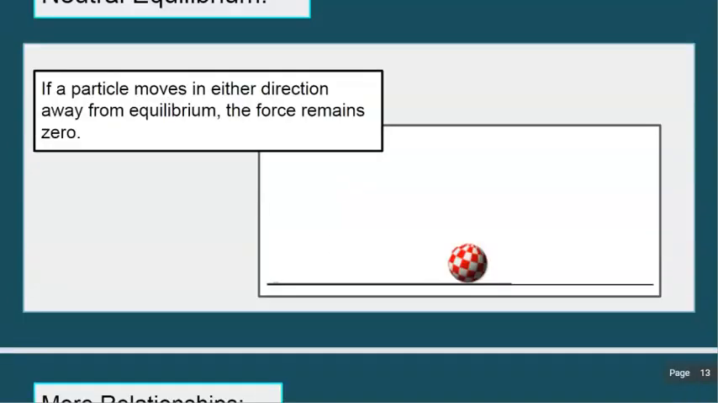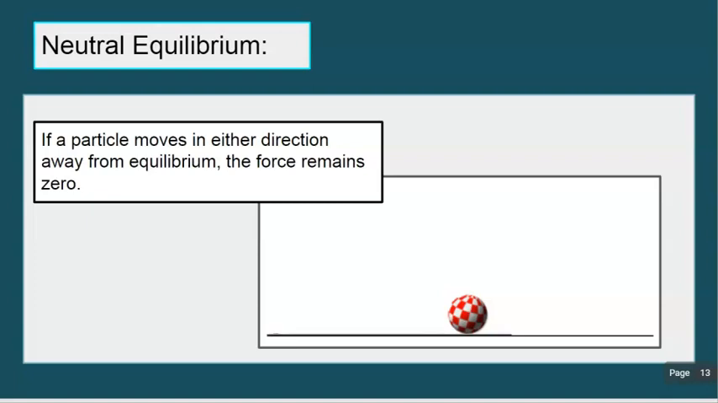Okay, the final equilibrium is if you have a marble on the lab table, the force is 0. And if I move it a little bit to the right, that slope is still 0. And if I move it a little bit to the left, the force is still 0. So that's neutral, each of these locations has the same stored energy. If it moves in either direction, the force remains 0, still in equilibrium.